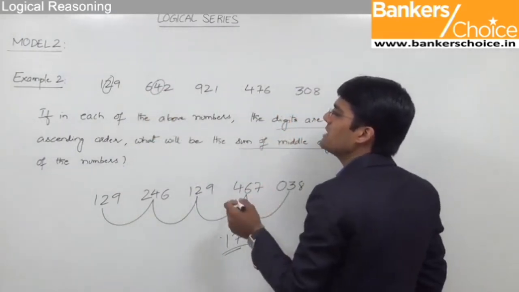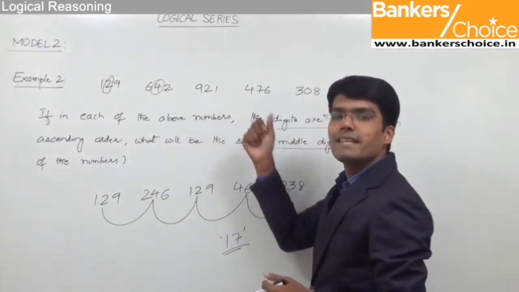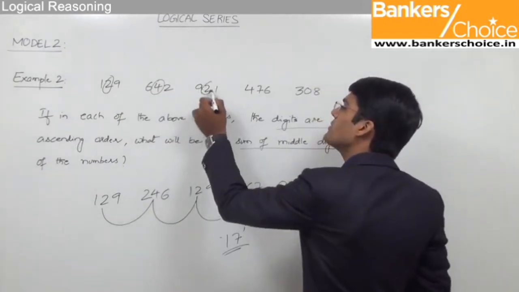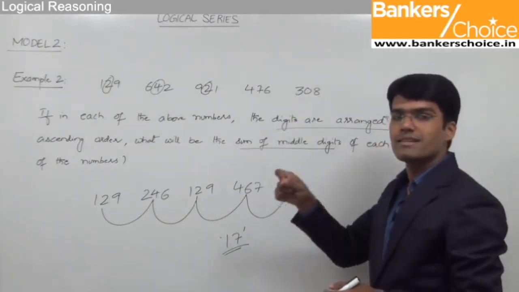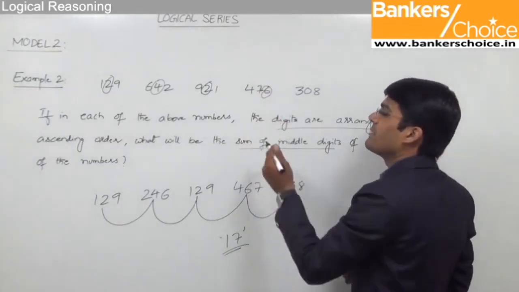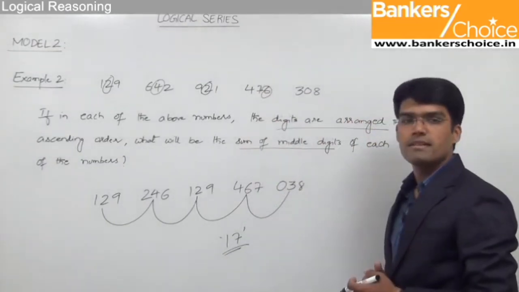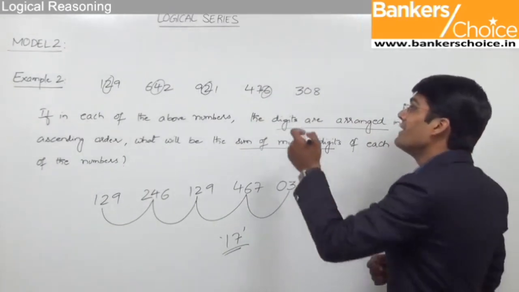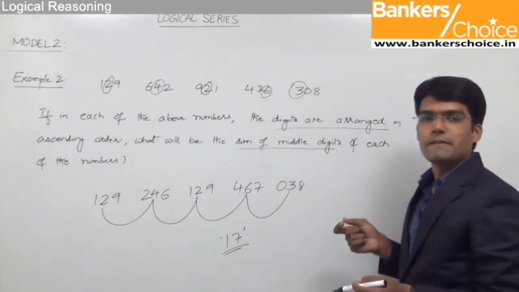In the third number 921, when the digits are arranged in ascending order, it becomes 129. So the middle digit is anyway going to be 2. In the fourth number 476, when the digits are arranged in ascending order, the middle digit would be 6, as the number becomes 4, 6, 7. And in the last number, when the digits are arranged in ascending order, the middle digit would be 3, as the number becomes 0, 3 and 8.